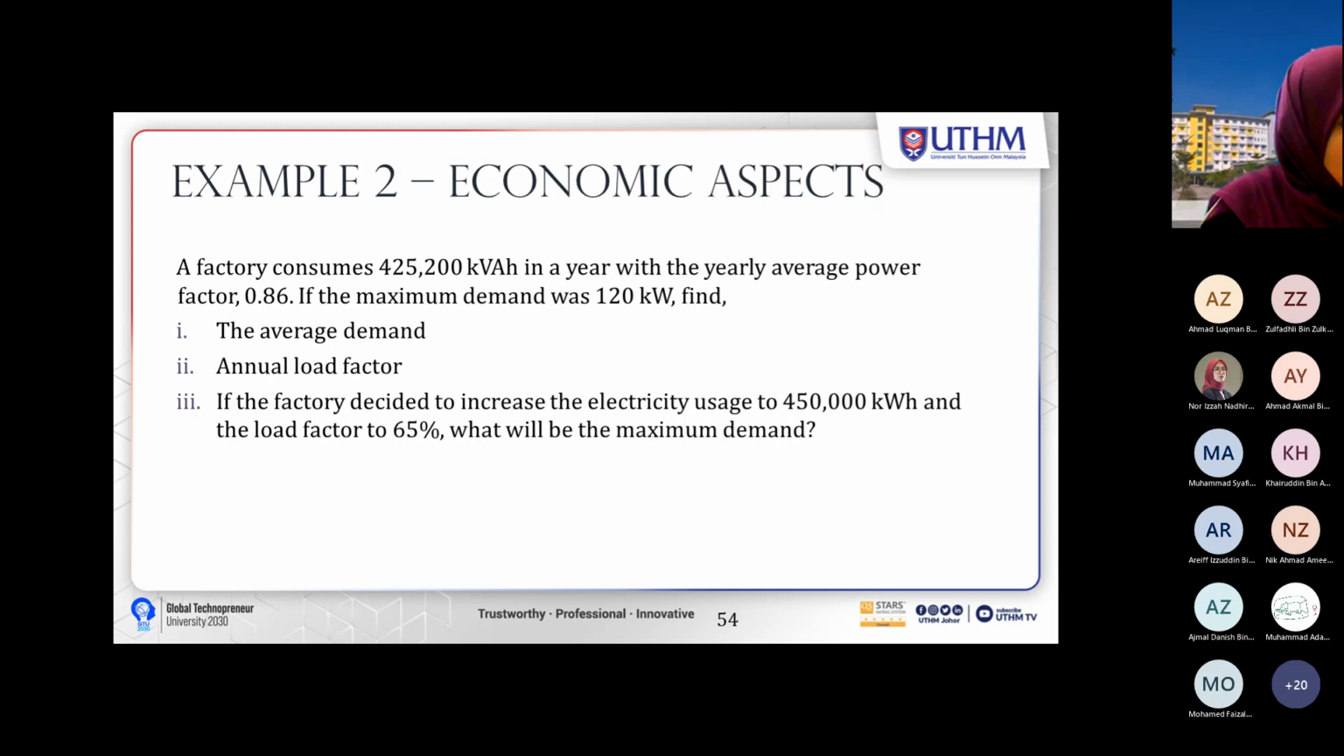Dah pukul berapa dah ni? Okay, nak pukul 10. Saya nak terangkan pasal ni pula kejap lagi.